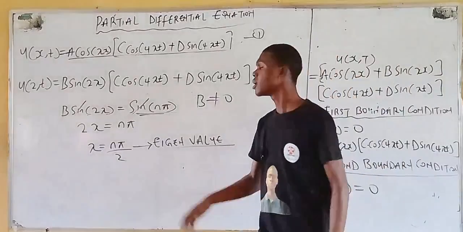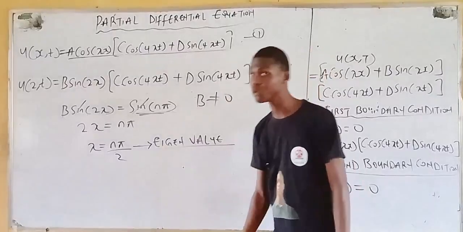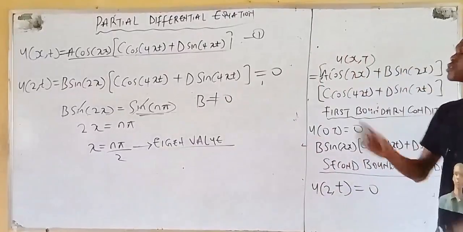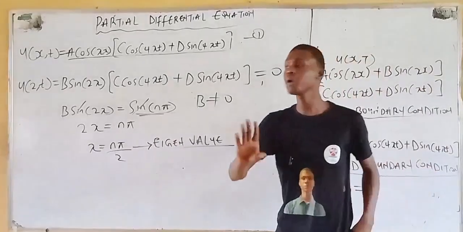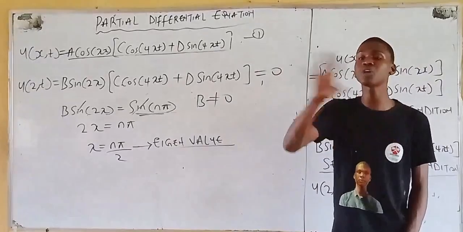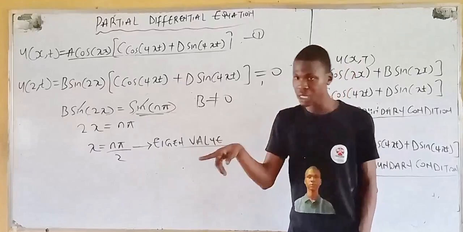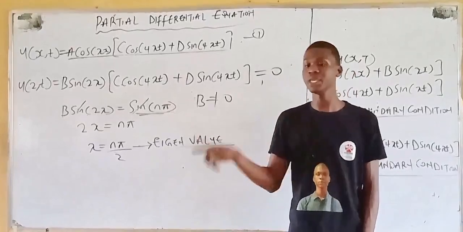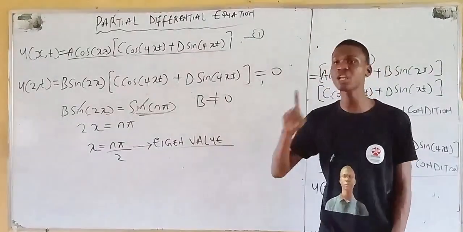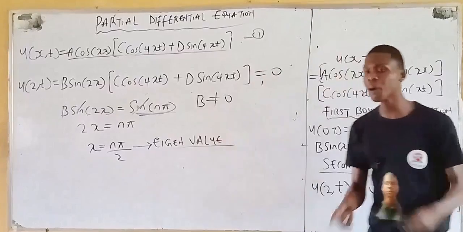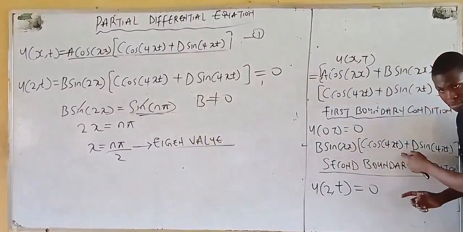Now up to this level we've gotten our eigenvalue, right? We are going to substitute it back into the original equation. What we did was that initially, from the original equation, we wanted to know the constants A and B. How do you get A? Use the first boundary condition, and we end up having A equals 0. Then we substituted A equals 0 into the original equation, and we got this.